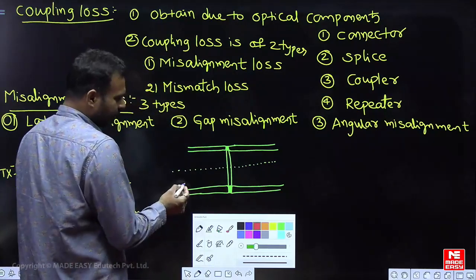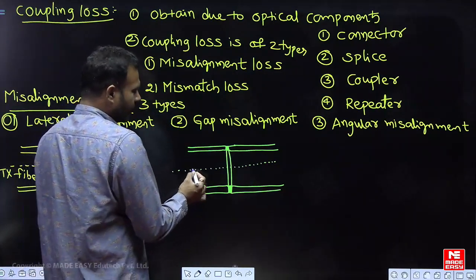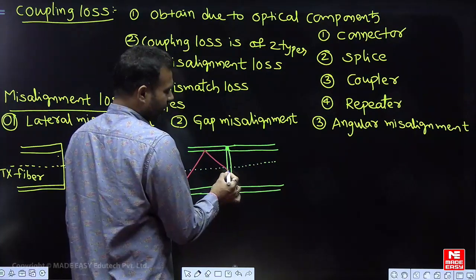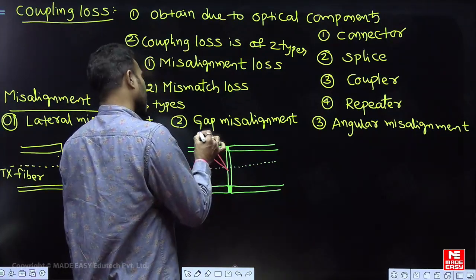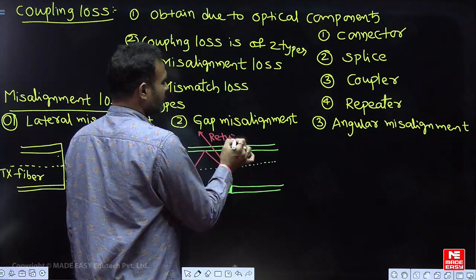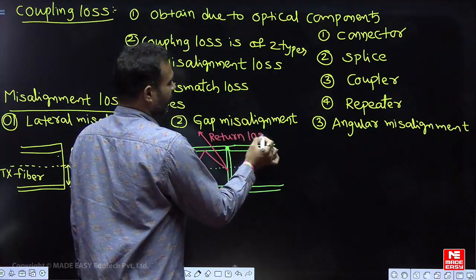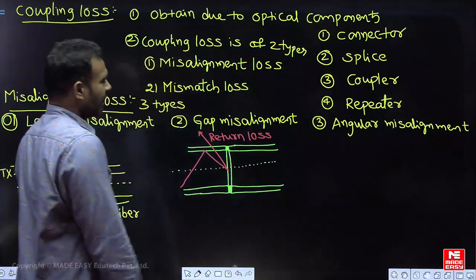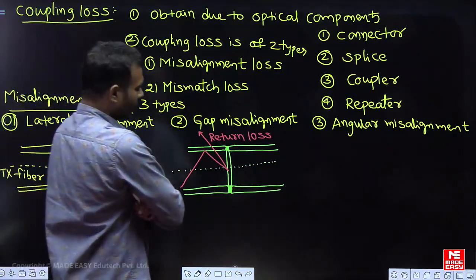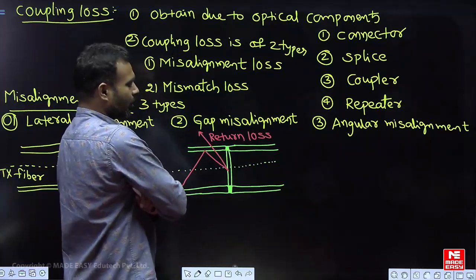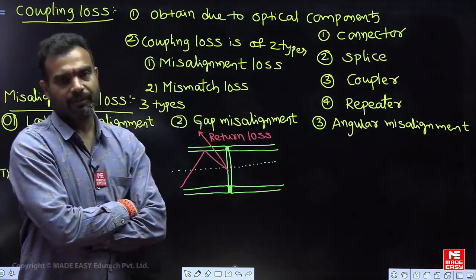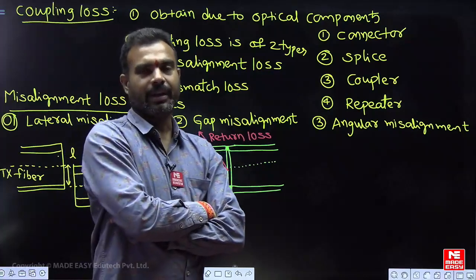Case 1, I am explaining with case 1. Whenever the light comes and the incident light gets reflected, hits the surface and is returned back, that loss is called what loss? Return loss. That is called return loss. Whatever light we have will be returned back because of that air gap. Why is it returning back? Because total internal reflection is taking place.